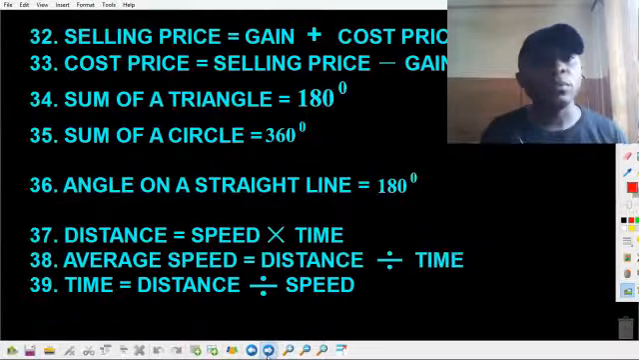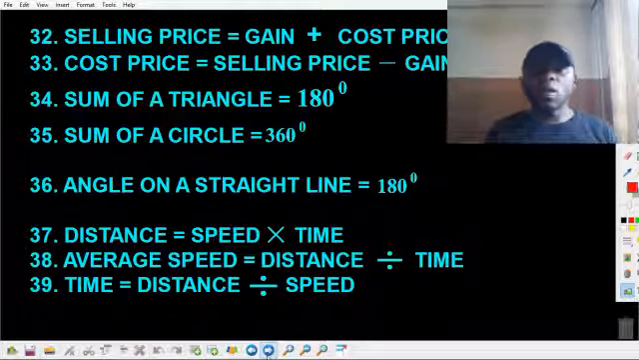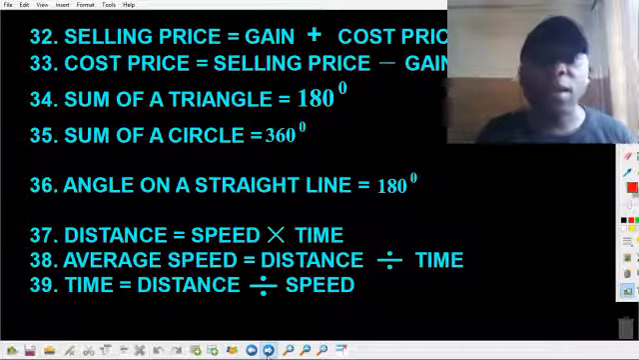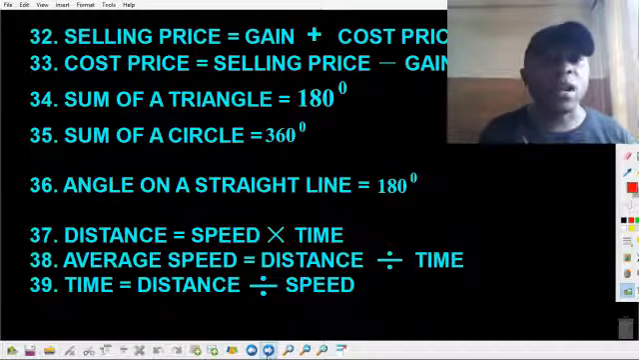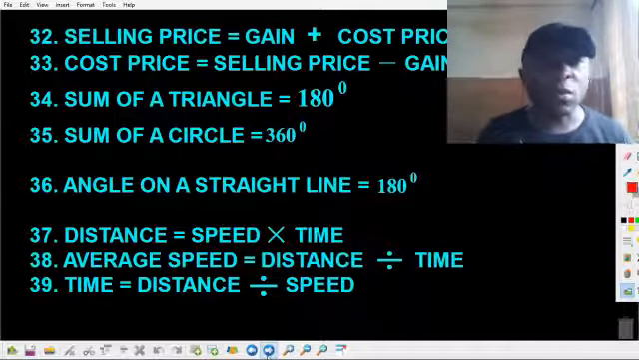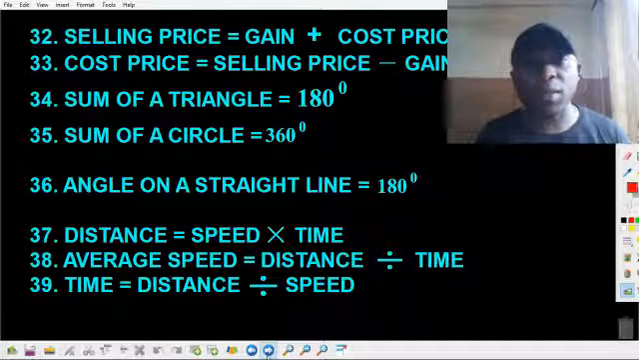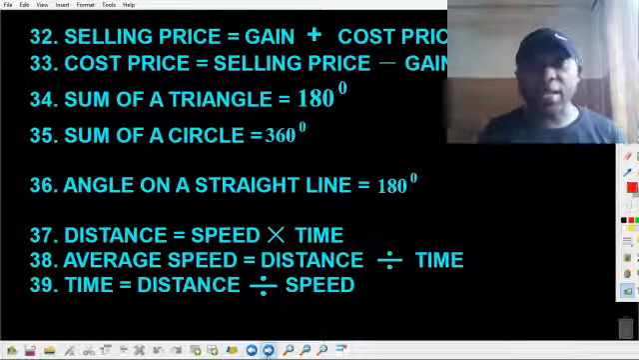Now for selling price, we say gain plus cost price. For cost price, we say selling price minus gain or profit. Now sum of angles of a triangle is equal to 180 degrees. Sum of angles at a point, a full circle, is equal to 360 degrees. Angle on a straight line is equal to 180 degrees.